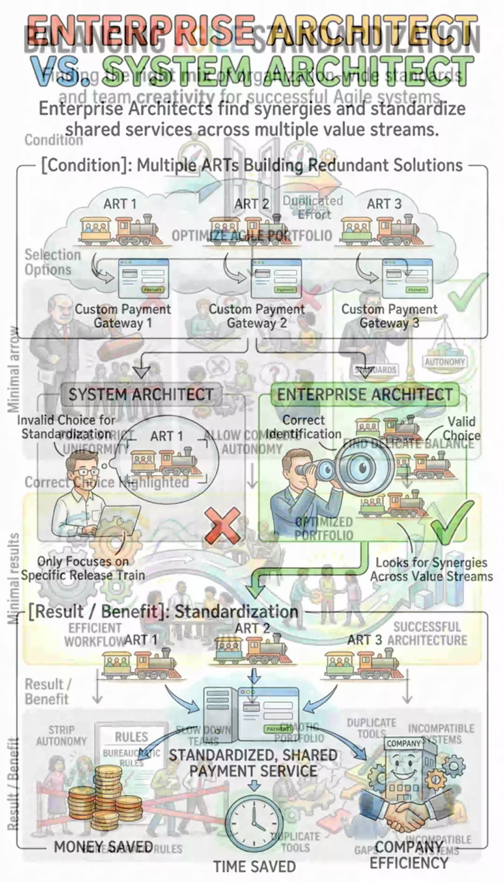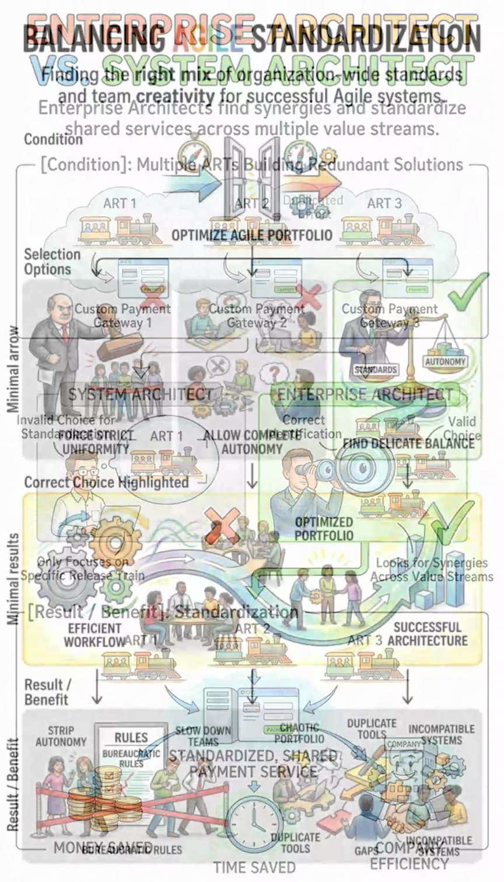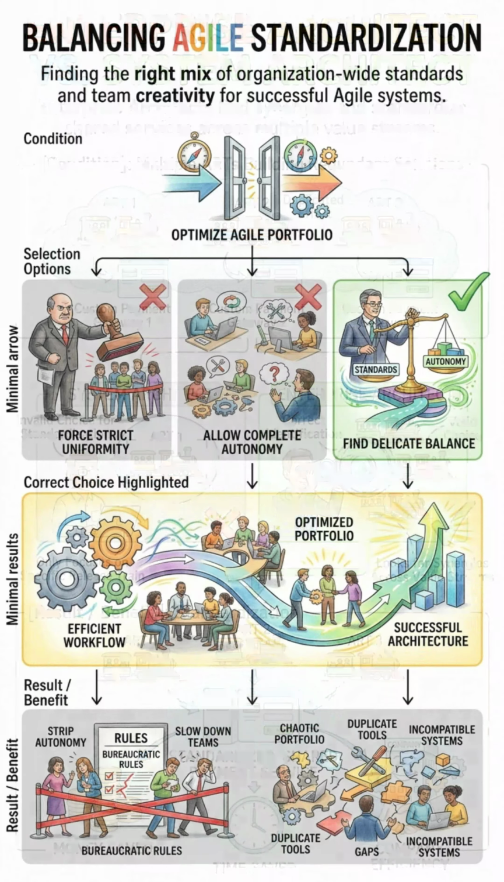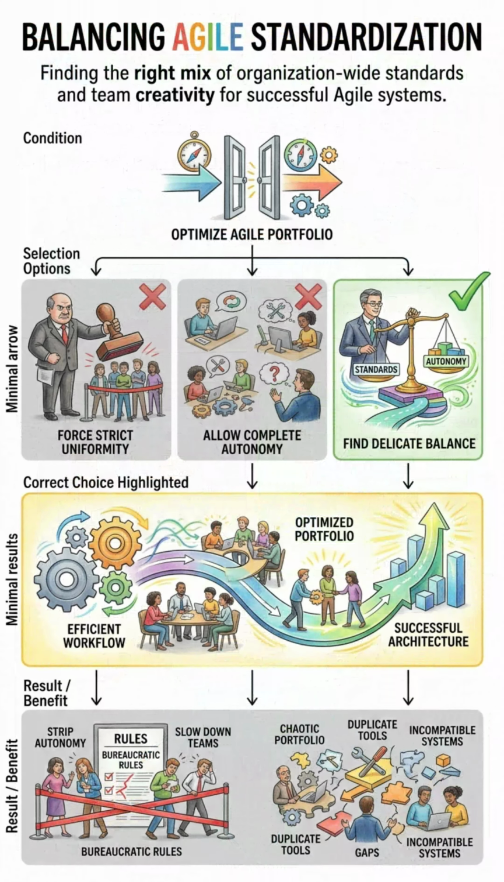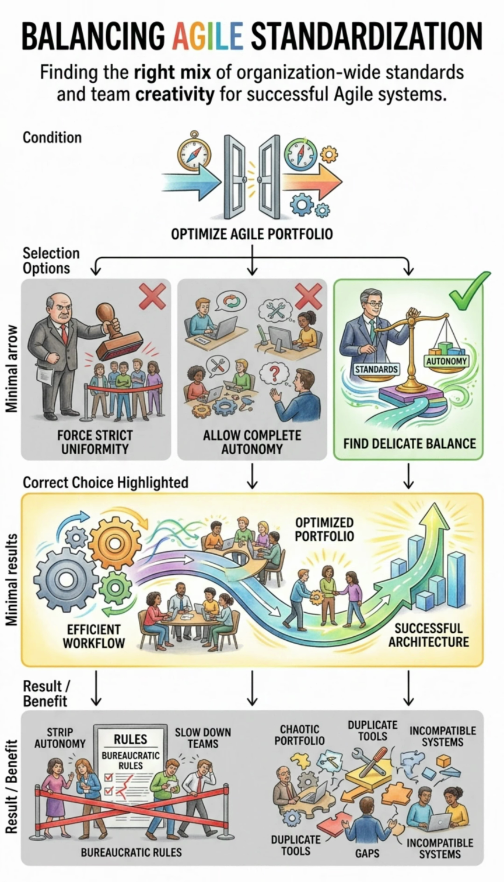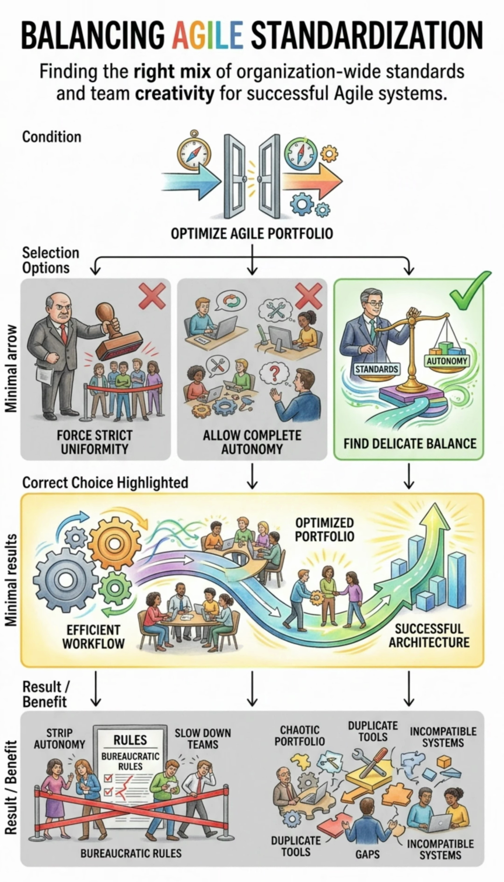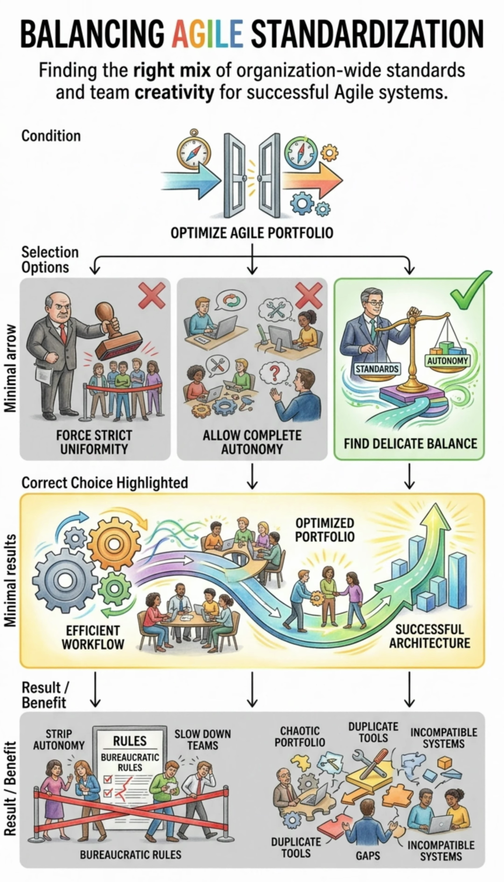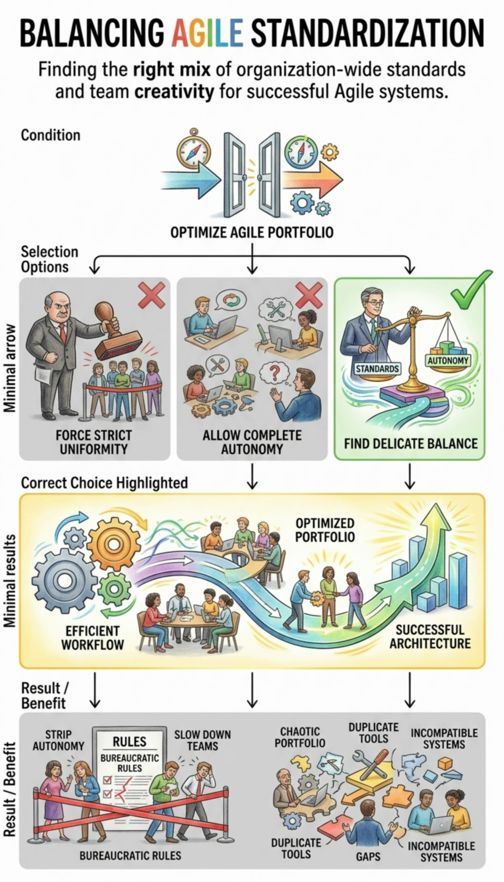However, driving this standardization requires a very delicate balance. If you force too much standardization, you strip the Agile teams of their autonomy and slow them down with bureaucratic rules. If you allow too much autonomy, you end up with a chaotic portfolio filled with duplicate tools and incompatible systems. Navigating this tension between portfolio standardization and team-level freedom is a sophisticated leadership skill frequently tested on the exam.